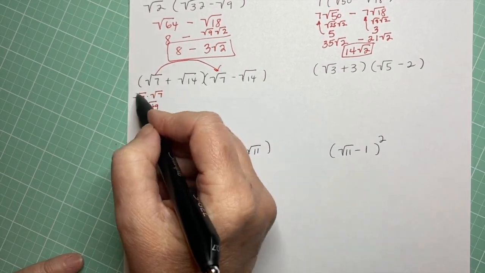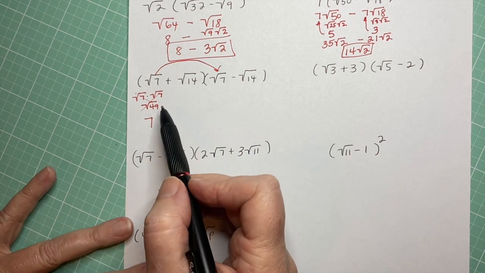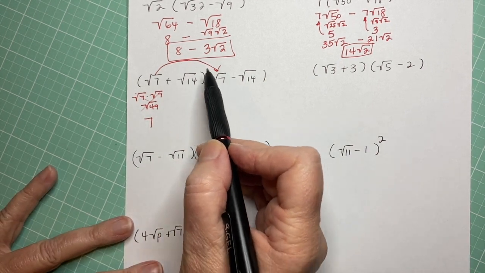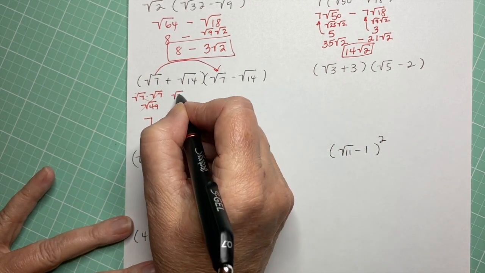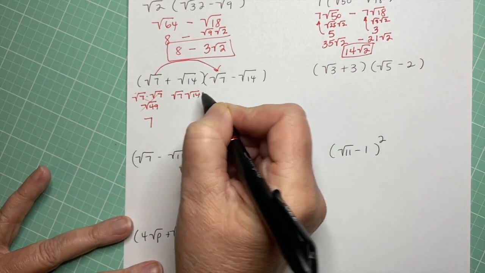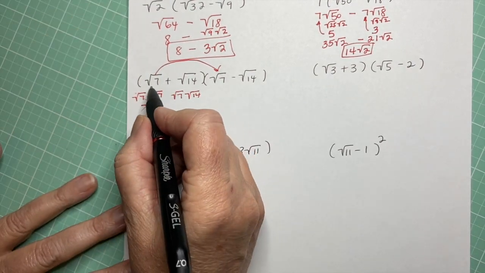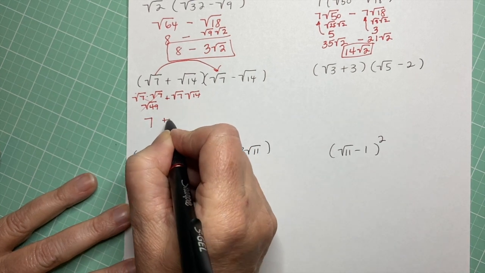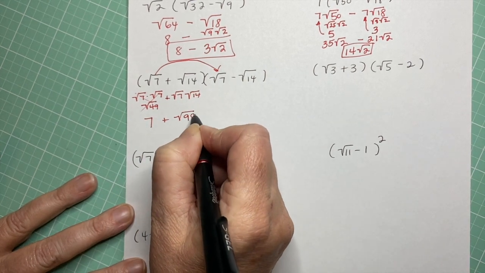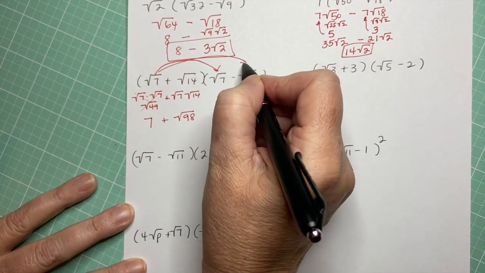But again, you don't have to show all that work. I'm hoping you can do that in your head, but I'm just writing it here so you can see what I'm multiplying. So first times first. And then I'm going to do first times second. The square root of 7 times the square root of 14. And you got to check your signs there. It's a positive times a positive, so it's a plus. And 7 times 14 is the square root of 98.